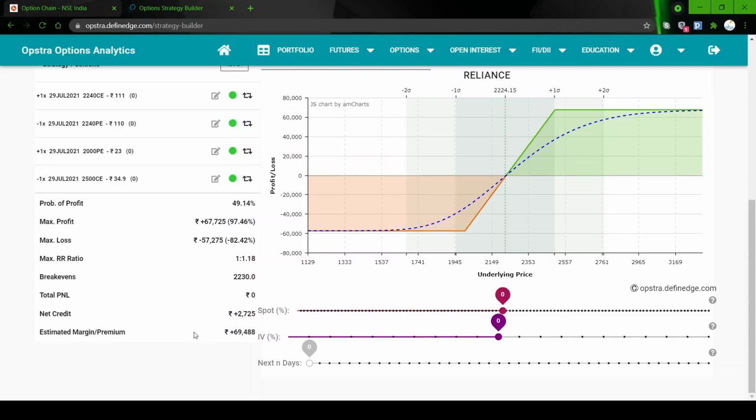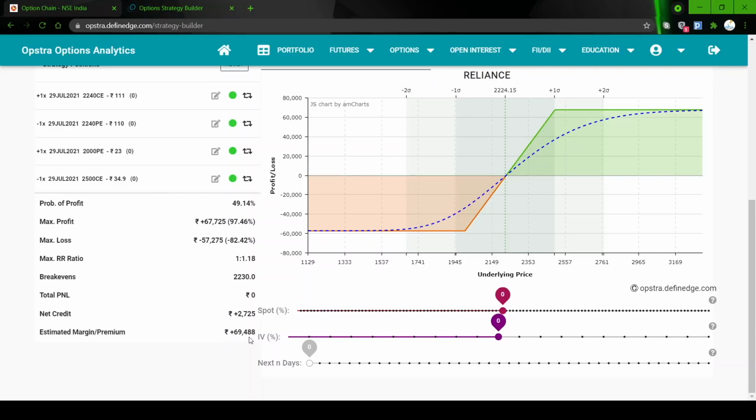The net credit also will be 200 rupees higher, not much, compared to 2725. It will be somewhere about 2900 to 3000 rupees. But the margin required is about 1.42 lakhs if you take the futures.